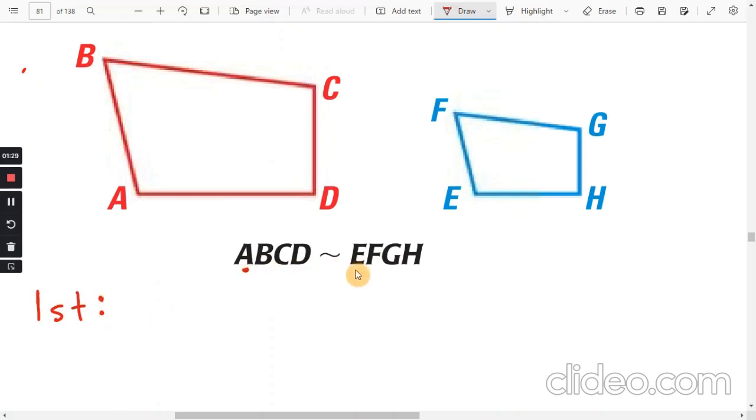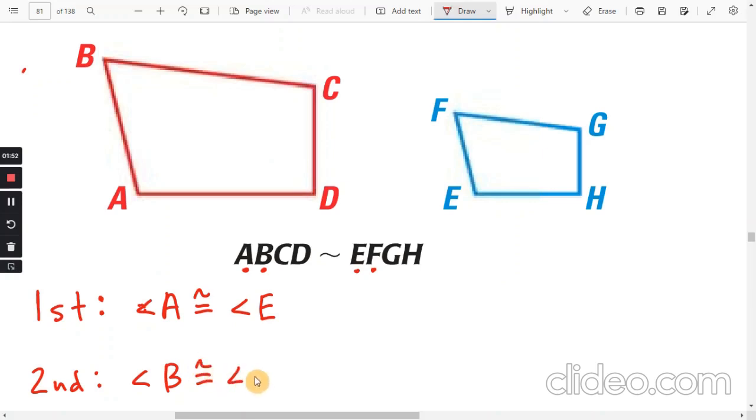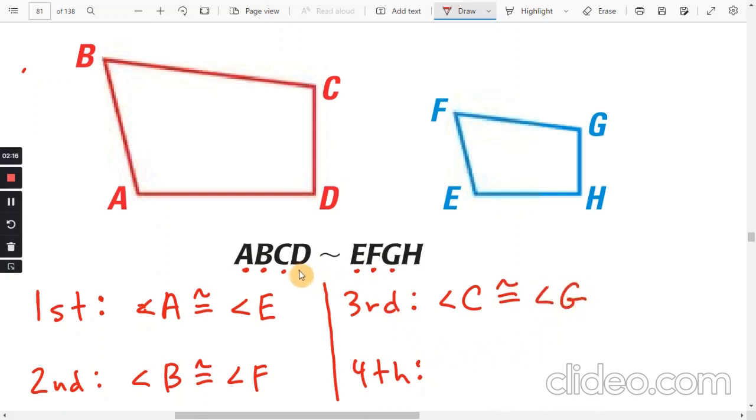So angle A matches angle E. All right, we can say angle A is congruent to angle E. And then if you go with the second letter, angle B matches angle F. So you just say angle B is congruent to angle F. All right, you can keep going, of course, with the third and fourth letters. For the third letter, angle C matches angle G. So you write angle C is congruent to angle G. And the last or fourth, D and H. Angle D is congruent to angle H.